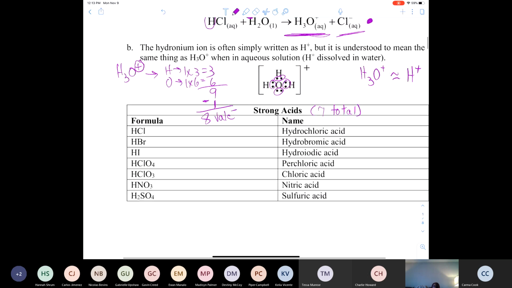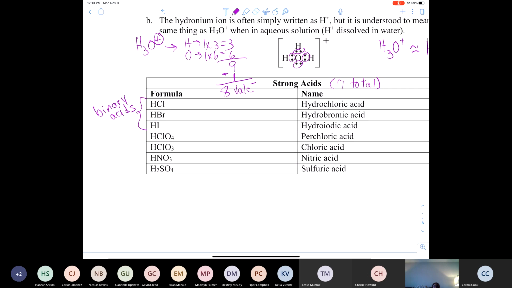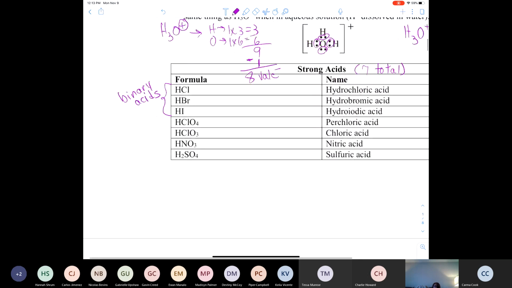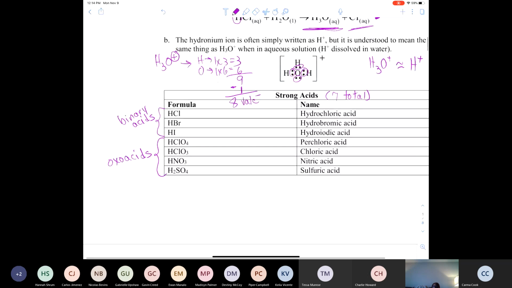So therefore it has to be a weak acid. So the first 3, these are called binary acids because they consist of only 2 types of elements or 2 types of atoms. HCl is a hydrogen atom and a chlorine atom. HBr, hydrogen and bromine, so on and so forth. So that's why they're called binary acids. The last 4 on this list, these are called oxo acids because they have 1 or more oxygen atoms in their formula. So I've got the names of them shown here in the table as well.